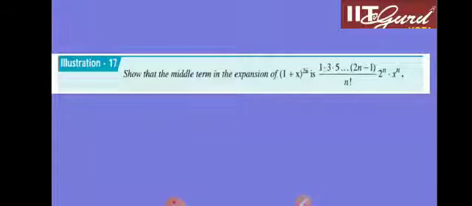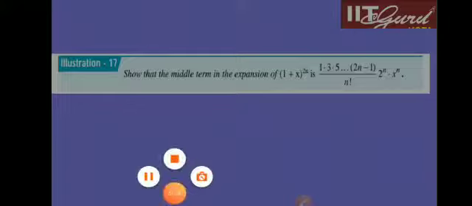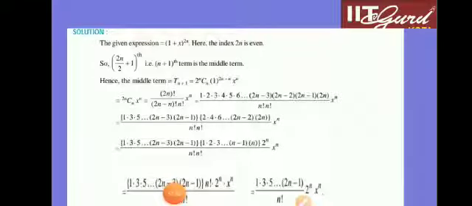Show that the middle term in the expansion of (1 + x)^(2n) is 1·3·5···(2n-1) upon n! times 2^n x^n. Pause the video. Okay, let's see the solution. In (1 + x)^(2n), the index is 2n, which is even, right? So 2n/2 + 1, that is the (n+1)th term, will be the middle term, and hence solve the middle term.